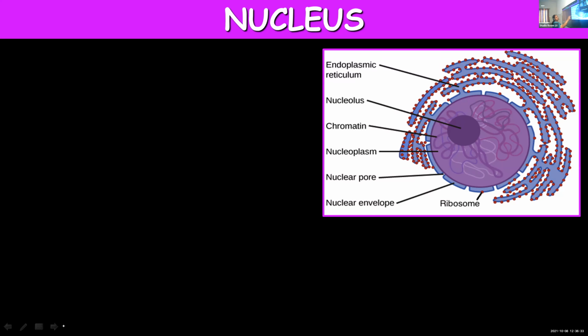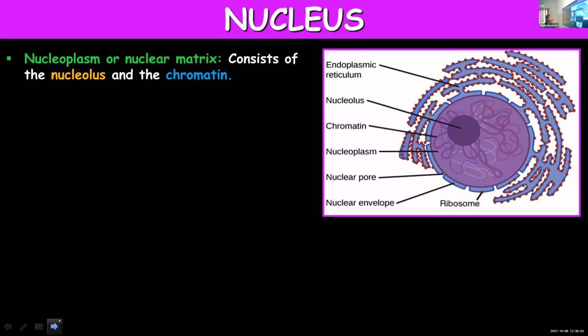See here, I told you already, in the picture you can see, I mentioned that the outer membrane is continuous with the endoplasmic reticulum. So in this picture it is clear. Sometimes the outer membrane can be continuous with the endoplasmic reticulum and it bears ribosomes, which are the sites of protein synthesis. Nucleoplasm or nuclear matrix. Nuclear matrix is the same as nucleoplasm.